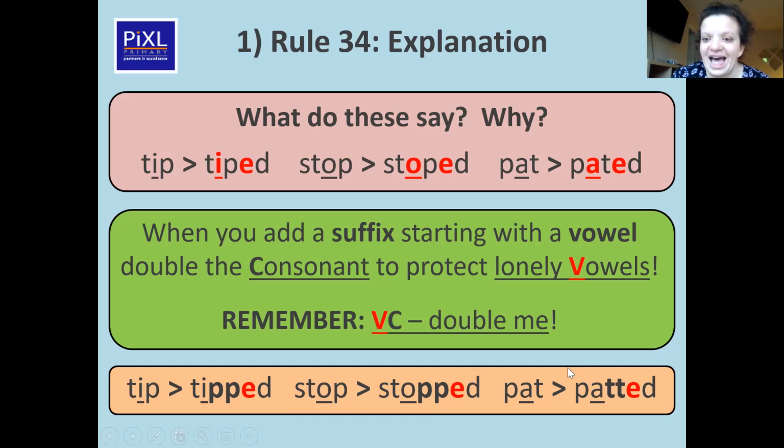And the last one, pat. Again, I've got my lonely vowel, a. It's not got a friend. It's a singular vowel. It's not in a digraph. So we have to double the consonant, double that t, before we add -ed to make patted. Okay, right, so that's our rule today that we're going to be looking at.